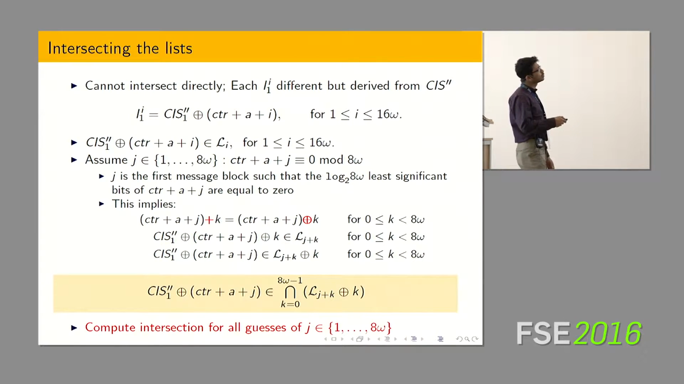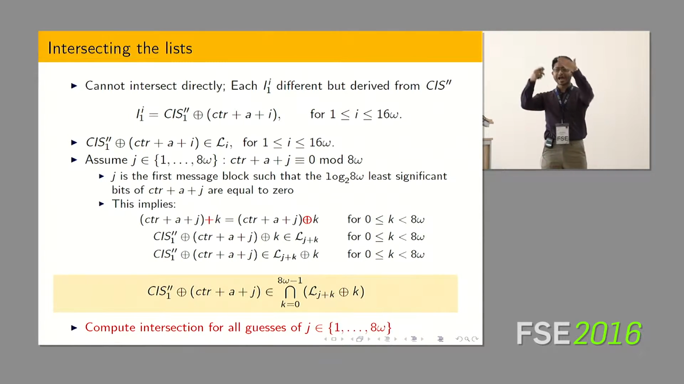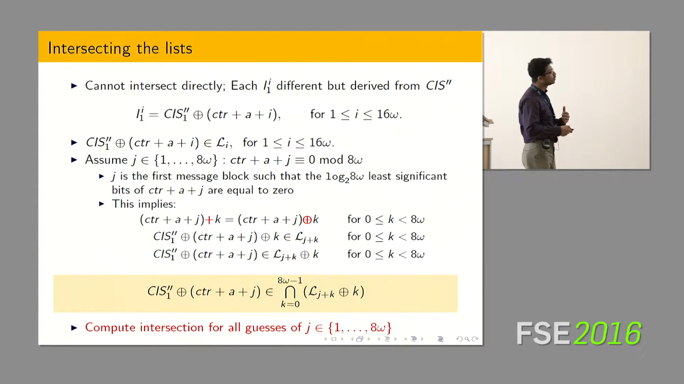And what it helps us to achieve is that we can now transform these lists. To every list, we add this value k, and all these lists now correspond to the same value. So since now all the lists are transformed, we can intersect. And when we perform this intersection, we can recover the value.